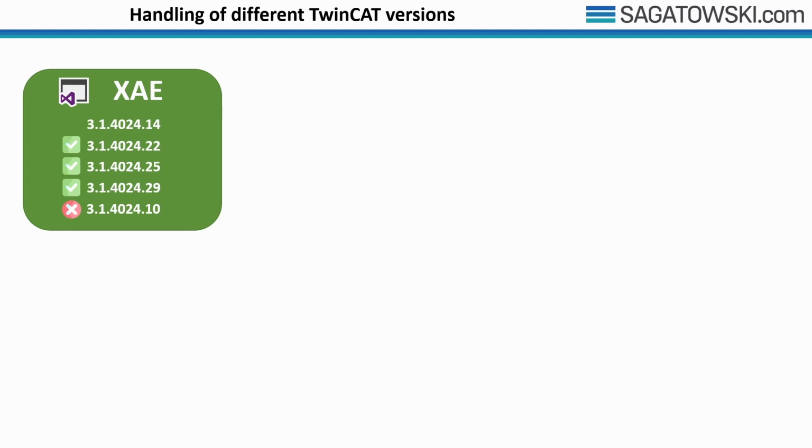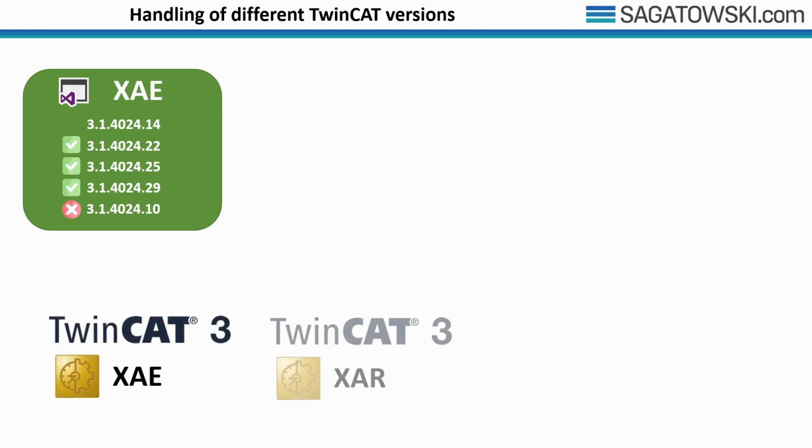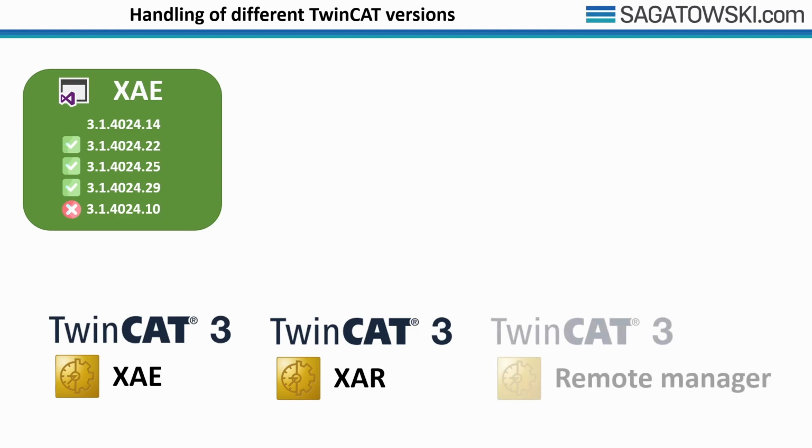What is not possible to do is to install an older version of the XAE that is older than any of the XAEs that we already have installed on our computer. So what do we do if we want to install an older version of TwinCAT than what we currently have? In this tutorial, we've so far only been talking about the XAE and the XAR, but there is a third component that's possible to download from the Beckhoff website, which is the TwinCAT Remote Manager.